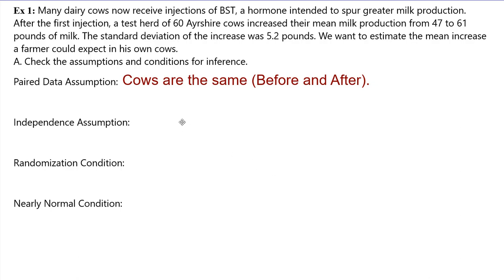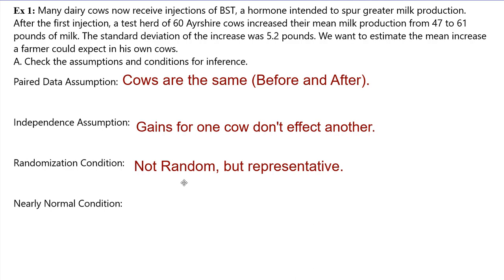So, independence assumption. Gains for one cow would not affect the other one. So each one of them is going to be independent. So we're good. Randomization. It's not random, but it should be representative. The 60 cows, even though we didn't randomly select them, we're assuming that it would be the same. They are only Ayrshire cows, so we might have some differences if we use a different kind of cow, like a Holstein or something. So nearly normal. We don't actually know what that looks like. They gave us the standard deviation, but they didn't tell us what the actual data looked like.